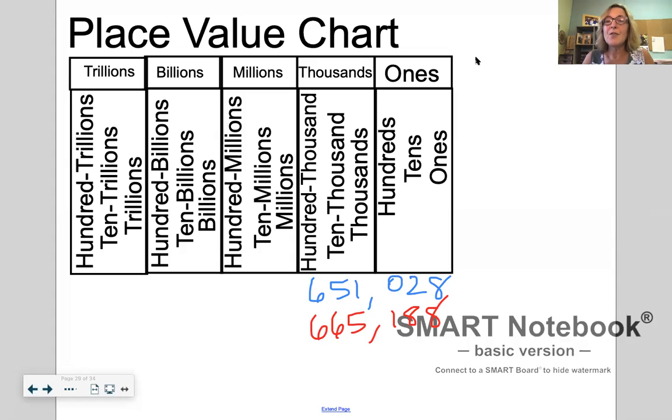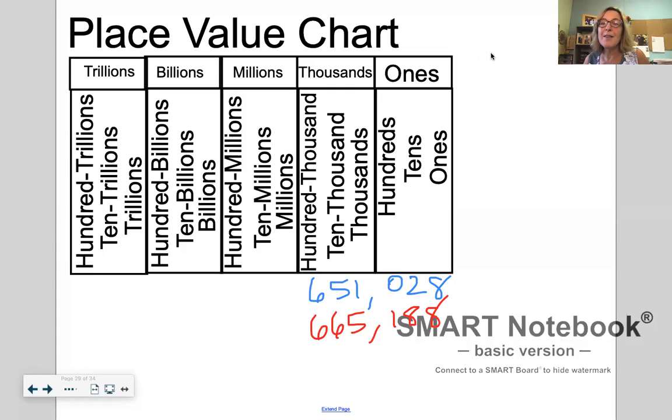So let's look at those two numbers side by side. So you can see the first number that we wrote, 651,028. And the second number was 665,188. My question to you is, which of these numbers is greater? Which is the larger number?